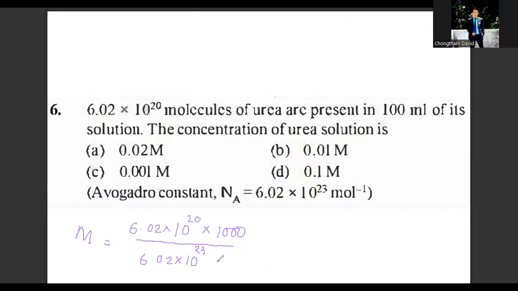This is the Avogadro's number. And given ml is 100. Do the calculation, you will get the answer. Approximately 0.1 molar is the concentration. So urea will have 0.01 concentration for this particular question. Option B would be the answer to question number 6.